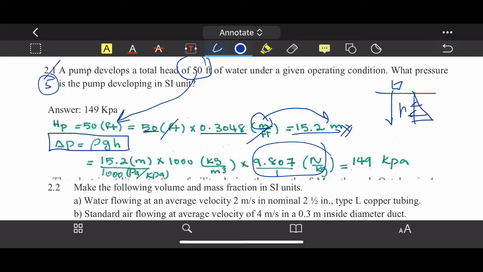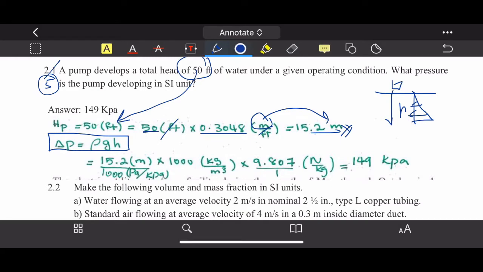So now you can see the height is given as 15.2 meter, divided by 1000 Pa per kPa, because we want to change delta P from Pascal to kilopascal. So this kilogram can be cancelled. Let me erase this.